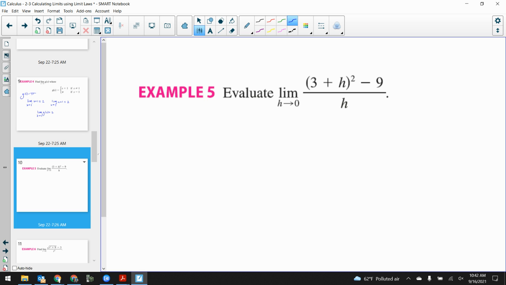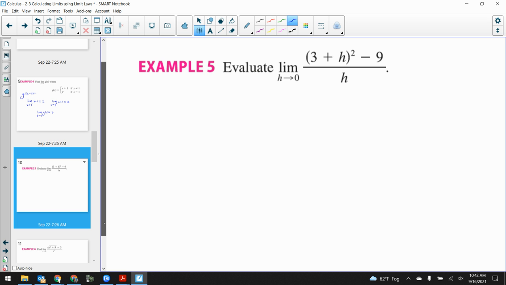Same type of thing here. Let's calculate the limit as h goes to 0 of (3 plus h) squared minus 9 all over h. Can I do direct substitution as it says right there? No, because h going to 0 would mean that I would be plugging 0 into the denominator, which is no good. So maybe there's something that we could do around it. Is there something that's simplified?